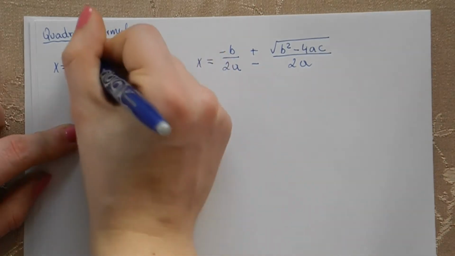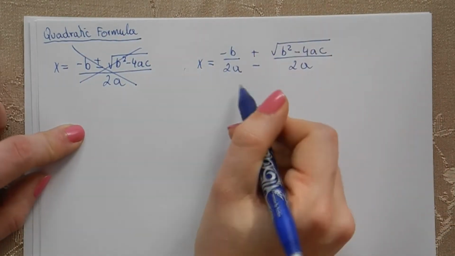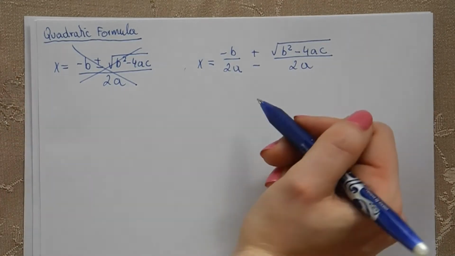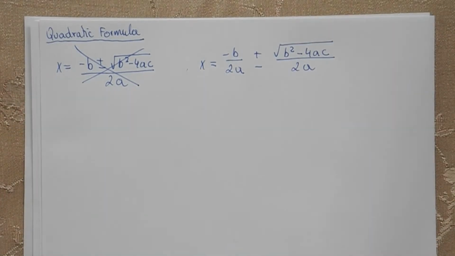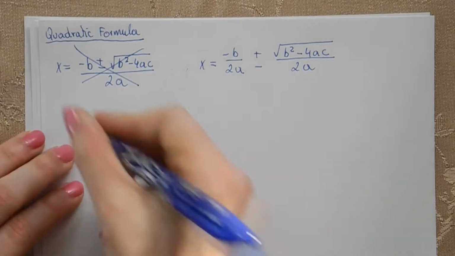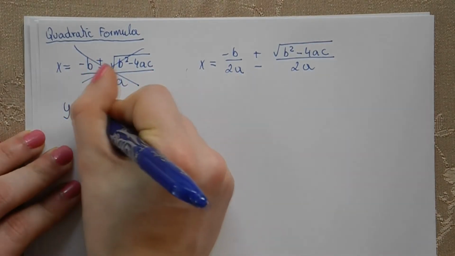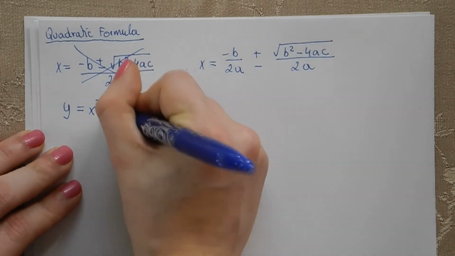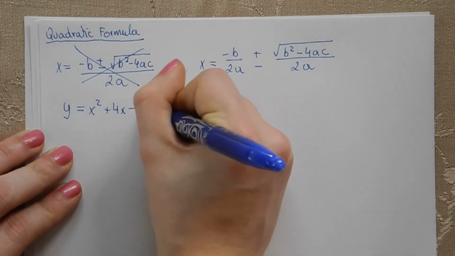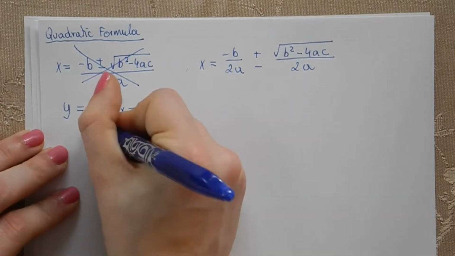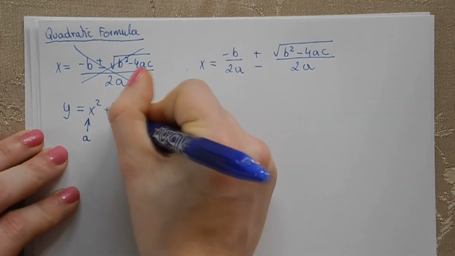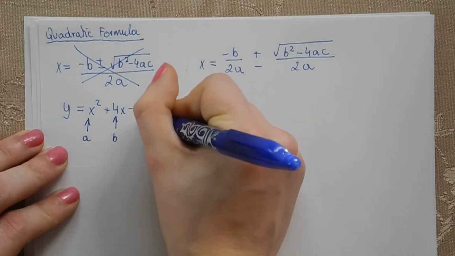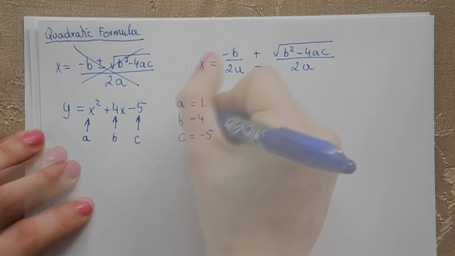Okay, so let's forget about this form. We're only going to focus on this one. This might look harder, but actually it gives you much more information about your solution and the graph of your equation. For example, let's consider an equation y equals x squared plus 4x minus 5. We know that this will be our a, this will be our b, and this will be our c.